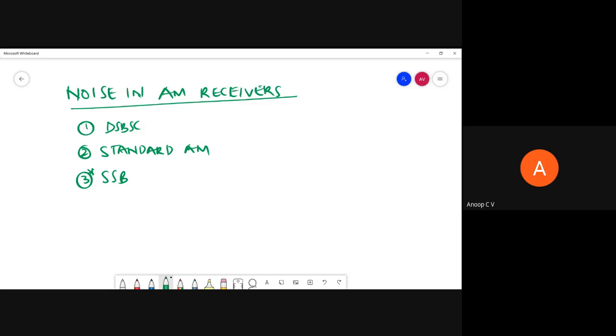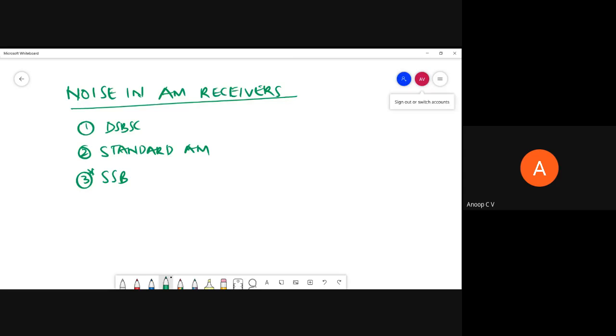And in the last class, we have seen concepts like signal to noise ratio. We discussed the input signal to noise ratio or channel signal to noise ratio, the output signal to noise ratio, and the noise figure or figure of merit.